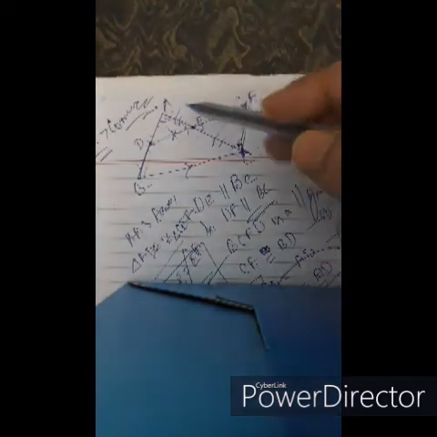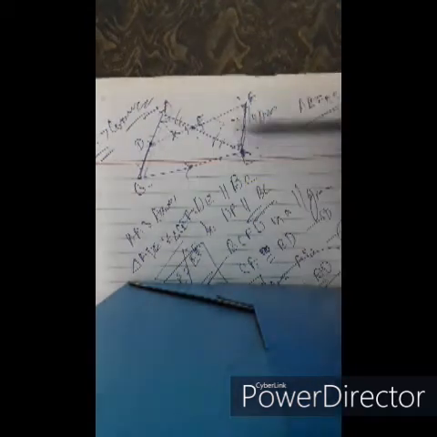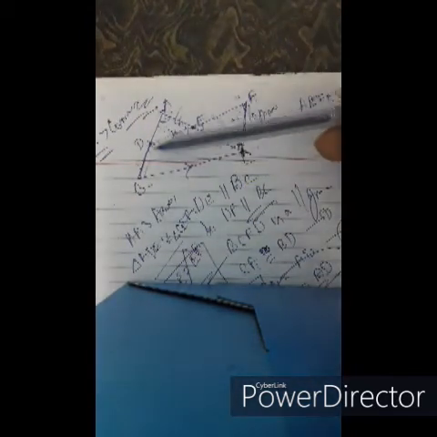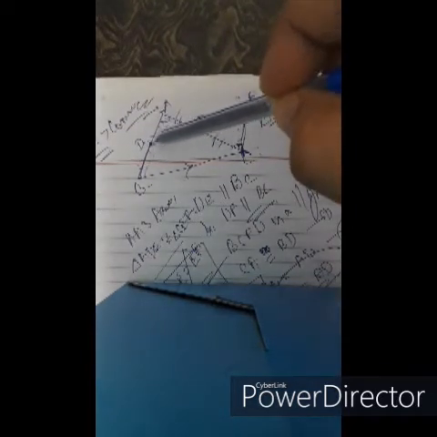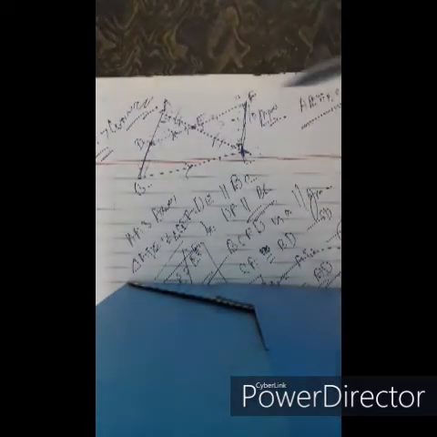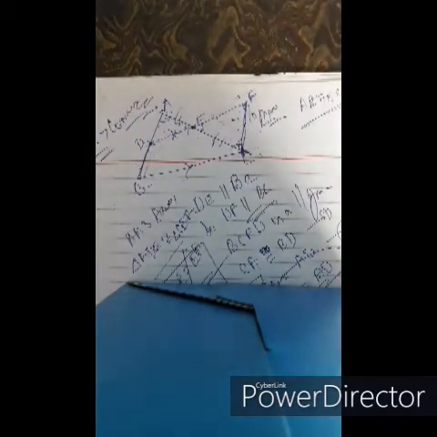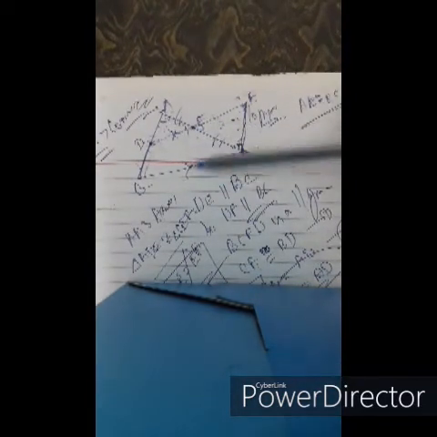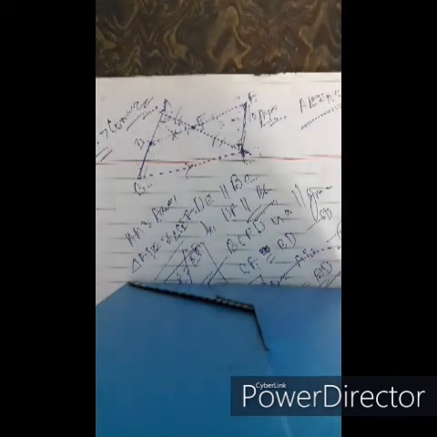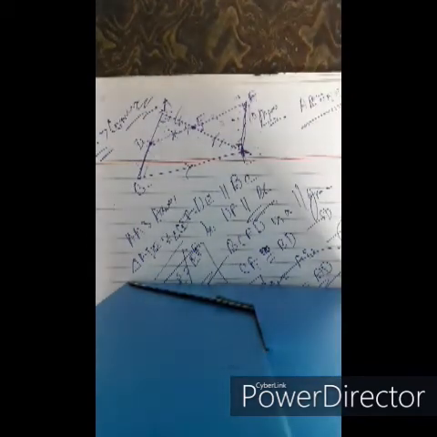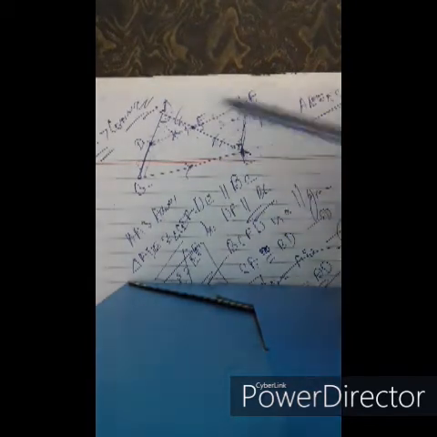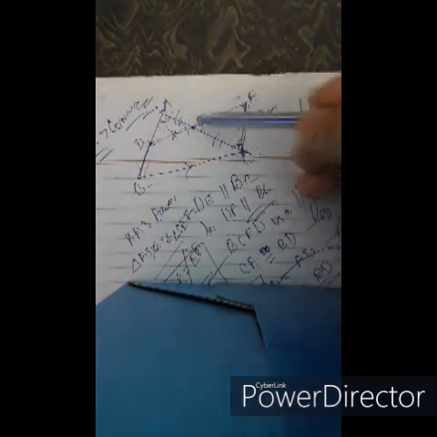We have a triangle ABC. D is the midpoint of AB. We have to prove that the line segment through D which is parallel to BC, the third side, bisects the third side AC. We have to prove that E is the midpoint of AC, that is AE equals EC.